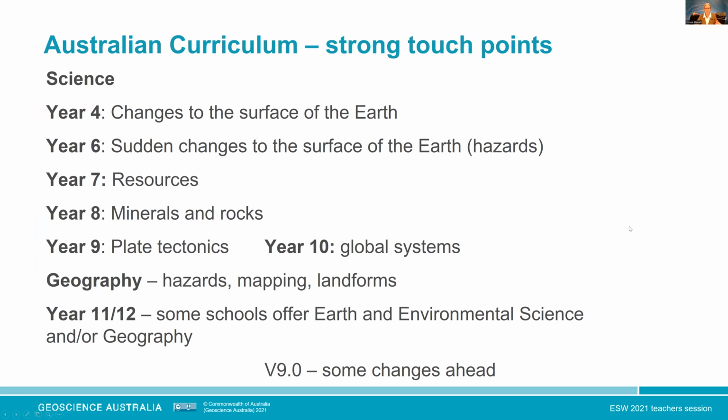There are a number of really strong touch points for earth science in the curriculum. I'm not going to dwell on this, but for primary teachers, that middle primary, could it be year 3 or year 4, changes to the surface of the earth that are relatively slow, things like weathering and erosion. Year 6 has got hazards. Year 8 has got the rock cycle and much more. Year 9's got plate tectonics.